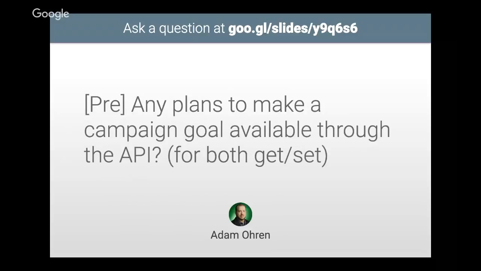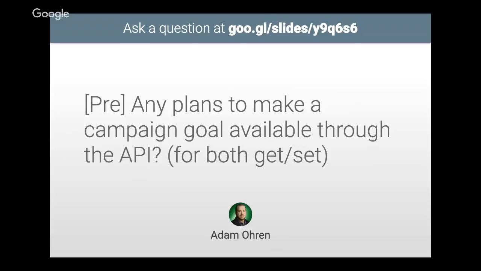Okay, any plans to make campaign goal available through the API for both get and set? Campaign goals, if I'm understanding this right: when you log into the Google Ads UI and are creating a campaign, you're presented with some screens on what the goal of the campaign is, whether to drive website traffic, leads, or purchases. Those customize the campaign in the UI for what features are available and which features you should use. But it doesn't change anything about the underlying campaign. It's still a search campaign, a shopping campaign, or a display campaign.